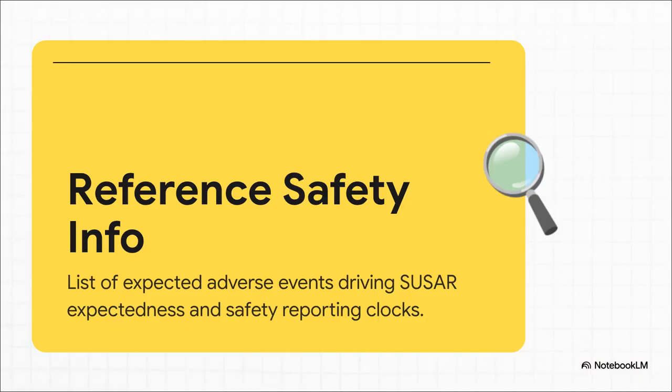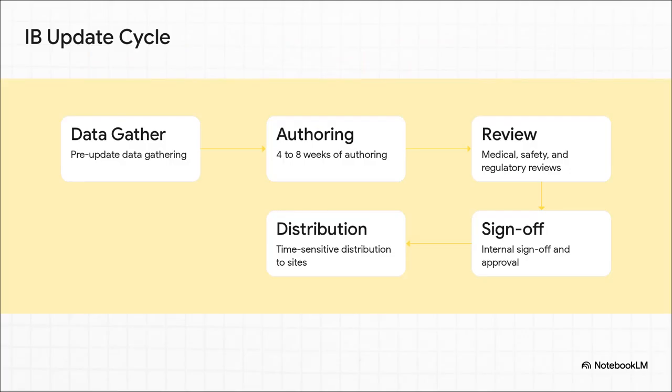Inside the IB, there is one piece that reigns supreme: the Reference Safety Information, or RSI. This is the explicit list of expected adverse events, and it directly drives the SUSAR expectedness determinations. It is the single most cited part of the IB by inspectors. Why? Because if this info is outdated, your site investigators are out there making critical patient safety decisions using the completely wrong baseline.